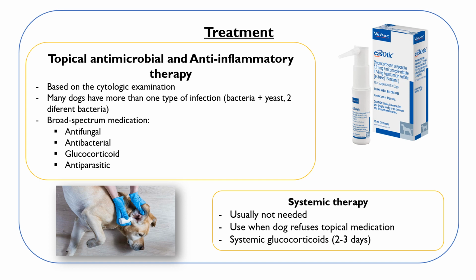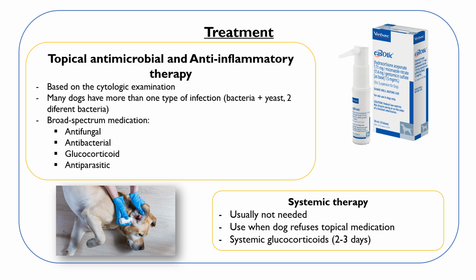Many dogs will have more than one type of infection present, for example, bacterium and fungus, or two kinds of bacteria. This situation usually requires the use of multiple medications or a broad spectrum medication. Usually the products commercially available have a combination of an antifungal, antibacterial, and glucocorticoid, and some also have antiparasitic effects. If there's a foreign body, wax plug, or parasite lodged in the ear canal, it will be removed.